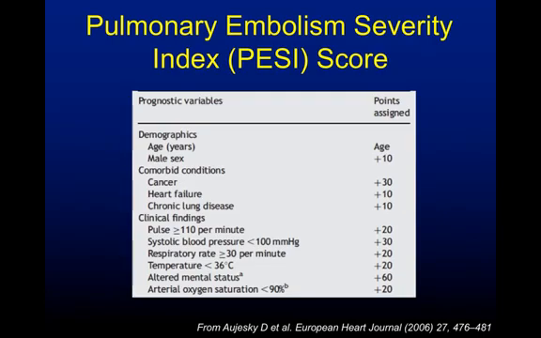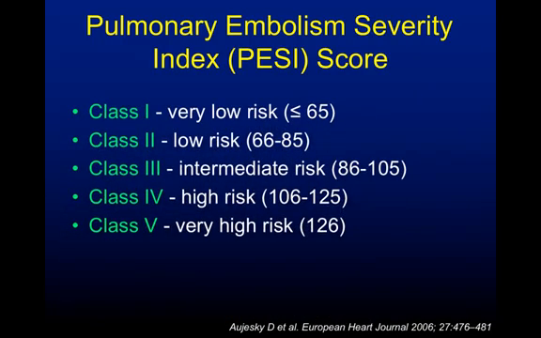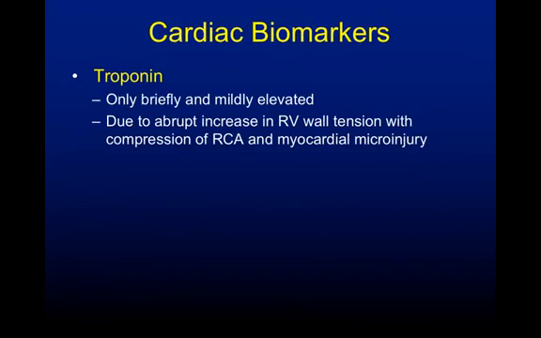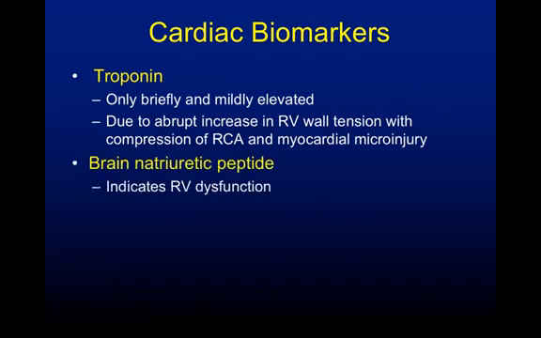The first index is the Pulmonary Embolism Severity Index, or PESI score. This assigns a number of points to different clinical parameters. An updated or simplified score has also been developed. And patients are stratified to very low risk up to very high risk, depending on these clinical parameters. Cardiac biomarkers are also useful. Troponin can be mildly and briefly elevated, and brain natriuretic peptide can also be elevated.